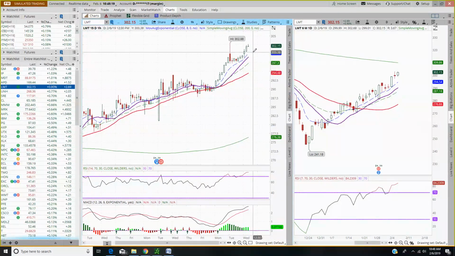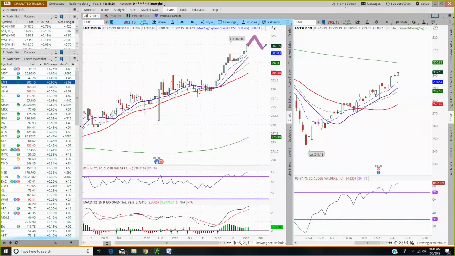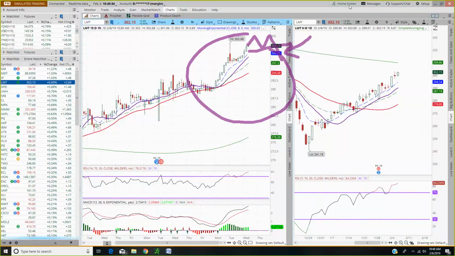That doesn't mean that's going to happen. It might go like this. It might go up, just like this, form a double top, and then roll over. I'll alert you then. But put this one on your radar. LMT.